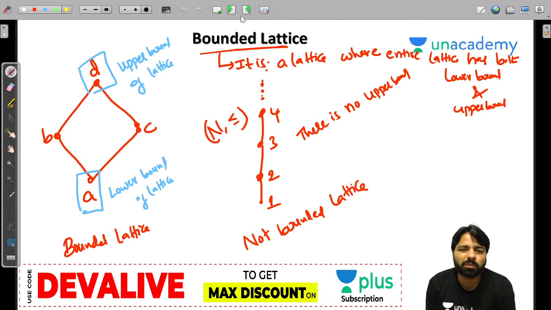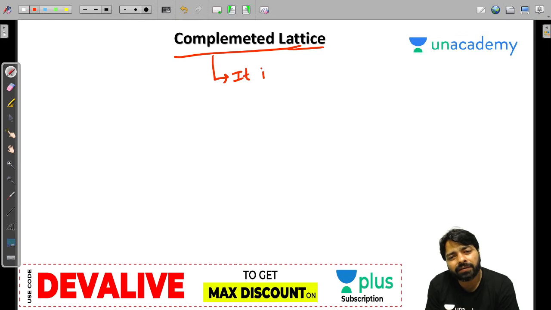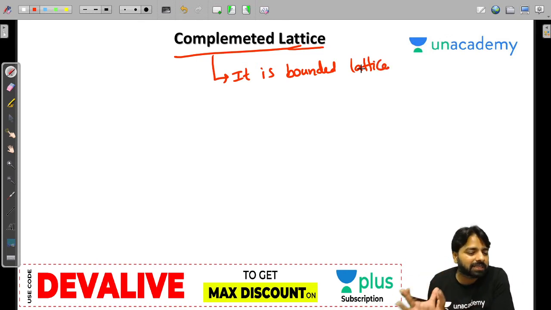Okay, everybody clear about bounded? Then why do people compute bounded? Because the next lattice is complemented. If the lattice is not bounded, it's impossible to compute complements, because a complemented lattice is bounded. Only bounded lattices are eligible to compute the complements.